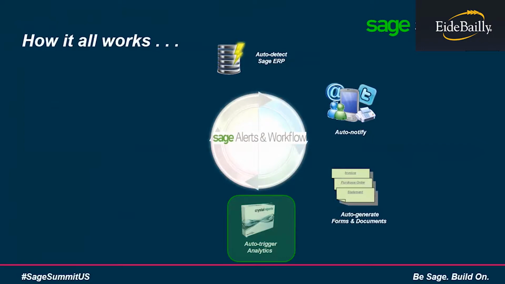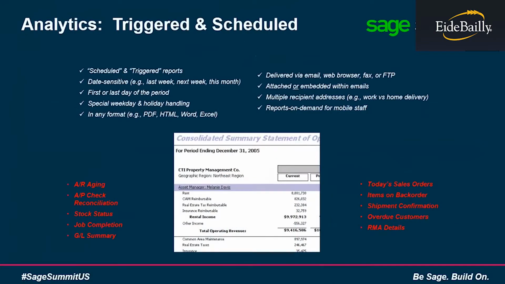But let's also talk about the automatic generation and delivery of Crystal reports. And in our new release of Sage Alerts and Workflow, that also covers Microsoft SQL Reporting Services. But let's talk about the automatic generation and delivery of reports. Again, in your Sage ERP system, you've got a lot of reports: AR aging, stock status, AP check reconciliation, to name just a few. Whose job is it to currently run and deliver those reports? If it is someone's job, automate that process through Alerts and Workflow.